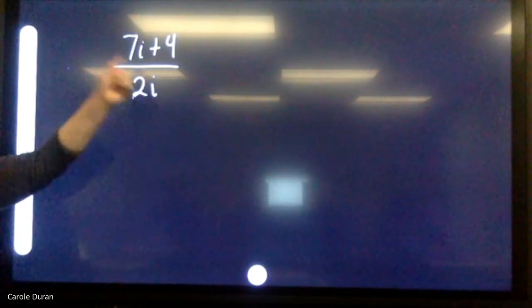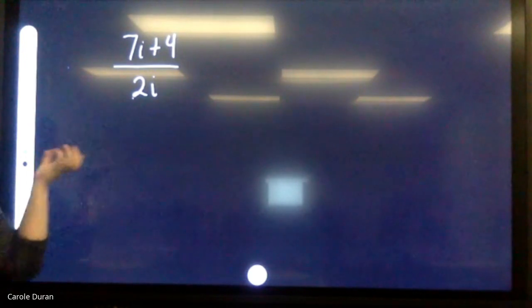Do I need to multiply by the conjugate there? On the top, on this one? No, I'm only looking at my denominator. Why not? Because it doesn't have a plus or a minus on the bottom. I don't have any addition or subtraction happening here, so I do not need to multiply by the conjugate.